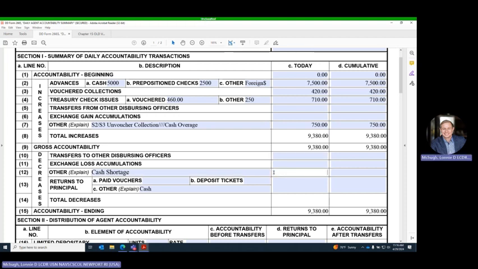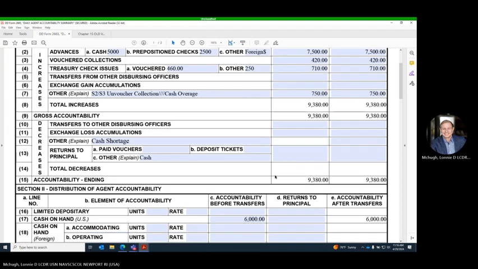Our line 12 is cash shortage, so anytime that you are losing cash. Our line 13 is return to principal. And we're going to dive into this one a little bit more at the end. But this is when the deputy is returning accountable assets to the dispersing officer.